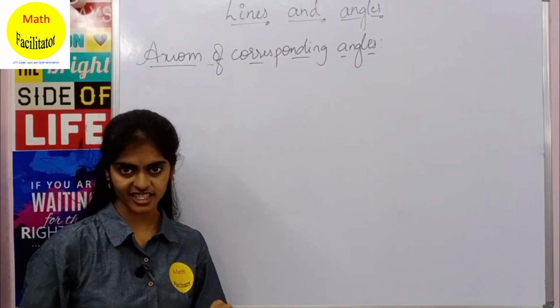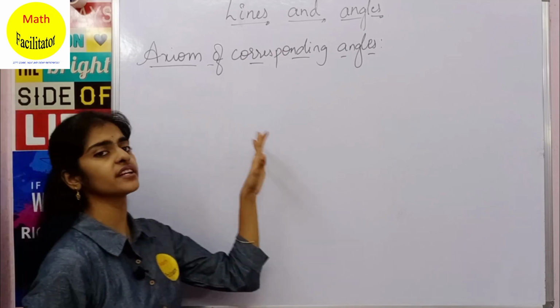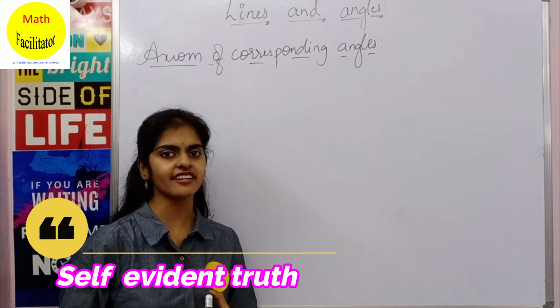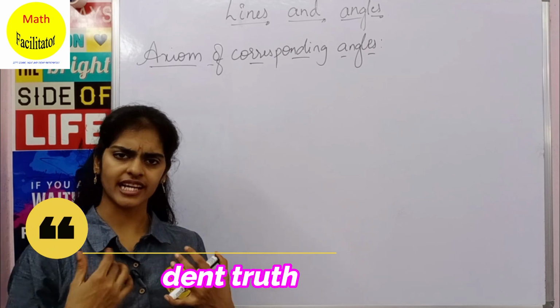Now moving on to the next topic, let us learn the axiom of corresponding angles. What is an axiom? As we have learned, it is nothing but a self-evident truth, which you can understand.